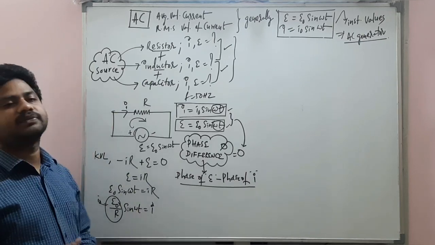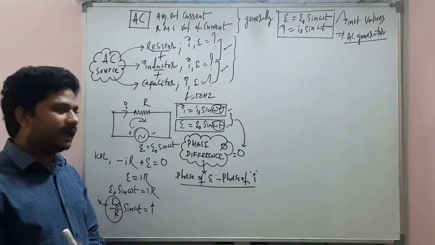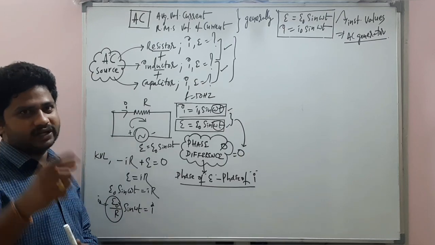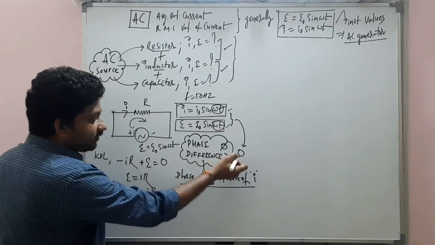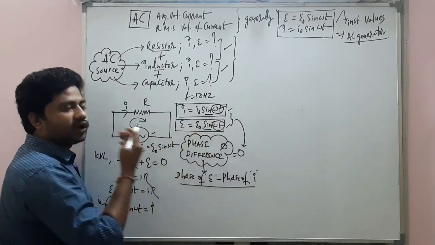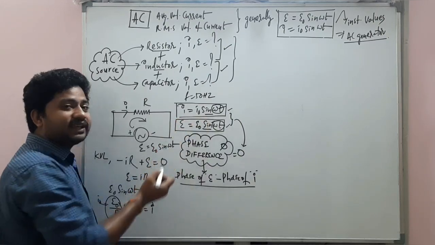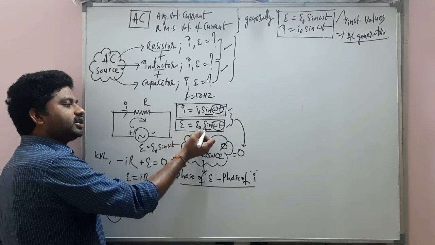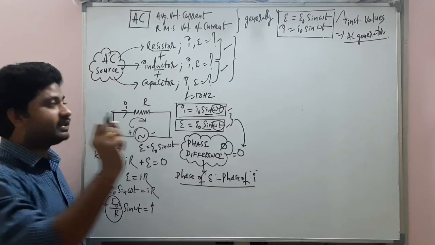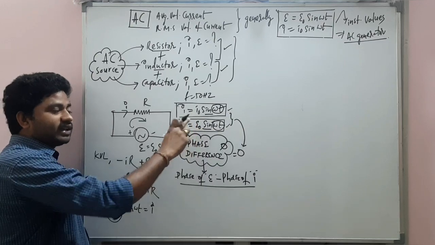Are you understanding this, my dear students? What is the phase difference here? It's 0. What does it mean that the phase difference is 0? Listen to me. This is a sinusoidal value and this is also a sinusoidal value. The current values are changing according to the sine function, and the EMF values are also changing according to the sine function.